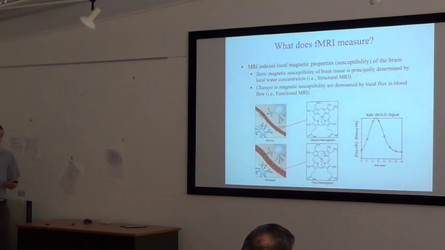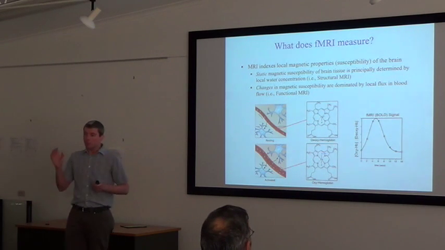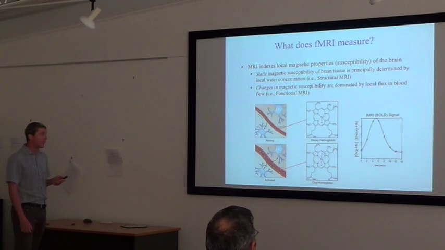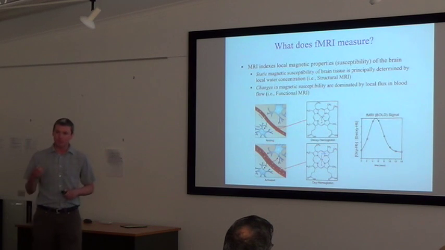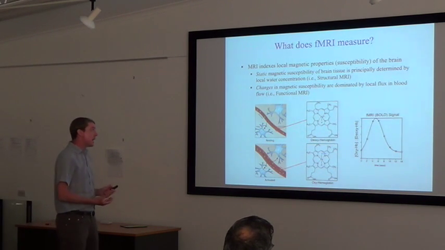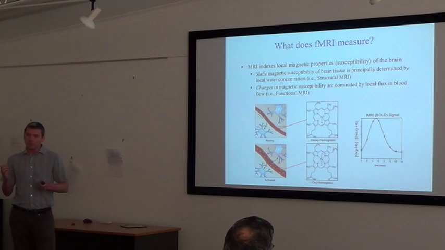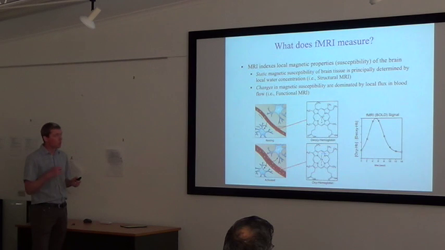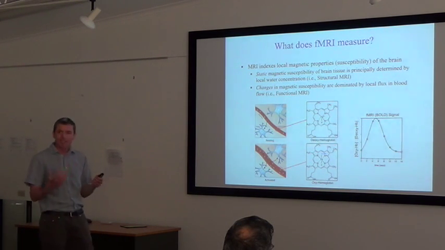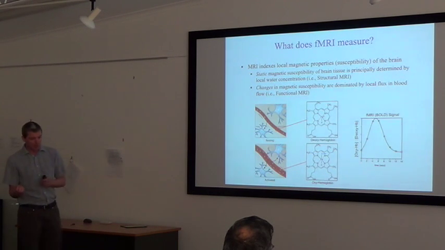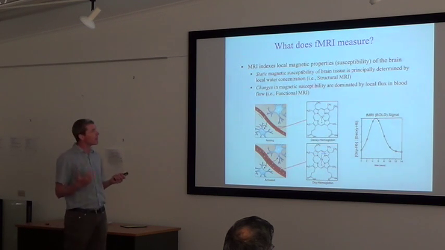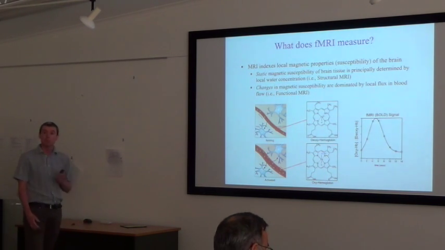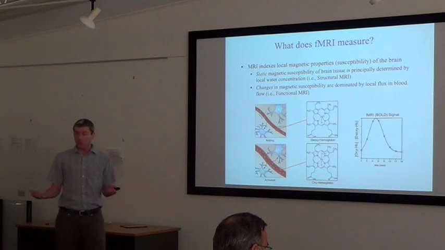So, getting an fMRI, we know from what Paul was talking about that MRI indexes the magnetic properties of the brain, particularly something we call susceptibility. Susceptibility in terms of structural or static MRI is determined mostly by the local water concentration, so more or less water gives us that gradient that we see in the structural MRI. The dynamics of the susceptibility of the brain are primarily determined by changes in blood flow, which is something that we can tap into.